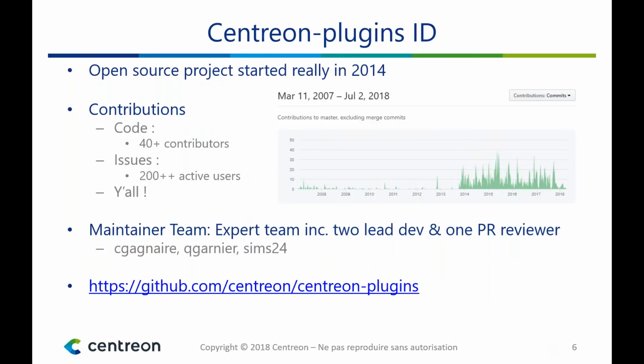So now let's introduce the star of today, the Centreon Plugins project, an open source project started in 2014, written in Perl. More than 40 code contributors, more than 200 active users on issues, and we hope tomorrow you all. This is the root of the Centreon Enterprise Plugin Pack product, but with a 100% free software philosophy.